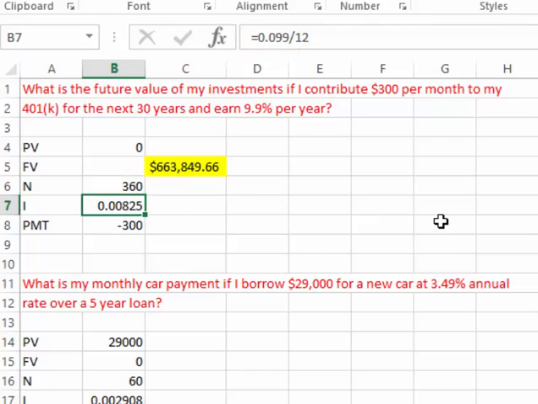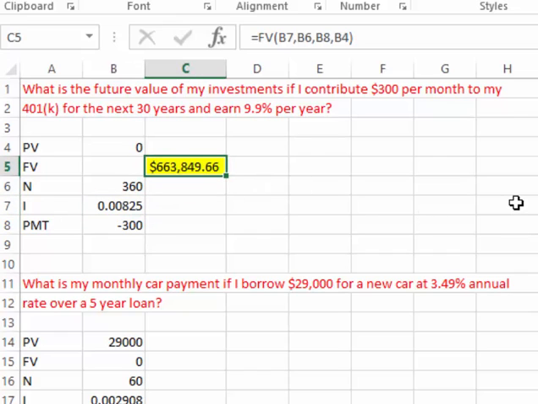Our periodic interest rate is going to be equal to the 9.9% annual number, but we're going to divide that by 12, again, because we have 12 periods per year. And then finally, the payment. The investment is going to be a negative $300. We're contributing $300 every month, and so we stick that in as a negative 300. We go up here to the future value. We're going to solve for the future value, and we use the future value function, equals FV.